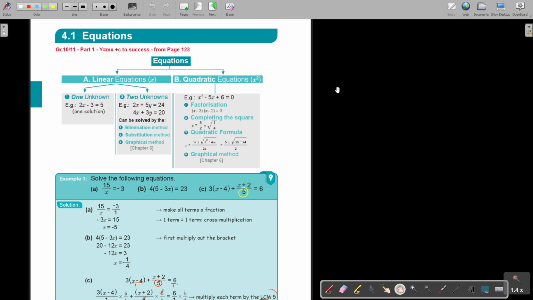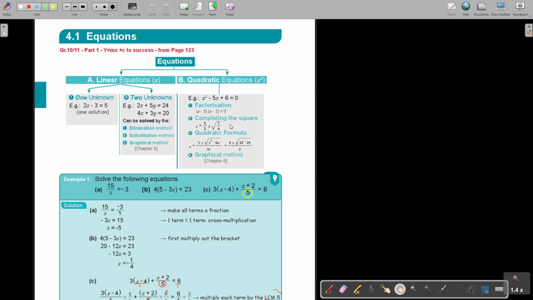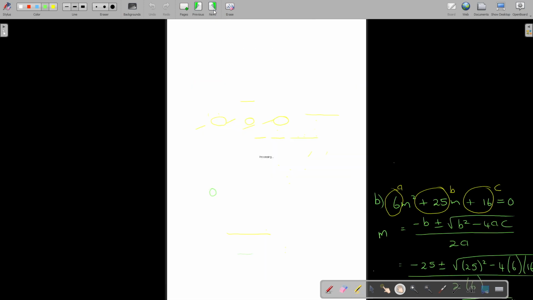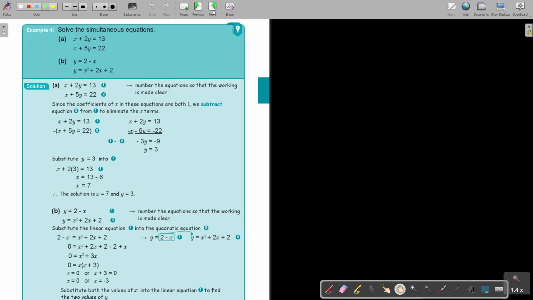Now, in the previous videos, we did one unknown equations and we did quadratic equations. But now we're going to look at if there's two unknowns in one equation. Okay, so let's just go to an example. Let's start with this example. So solve the simultaneous equations.